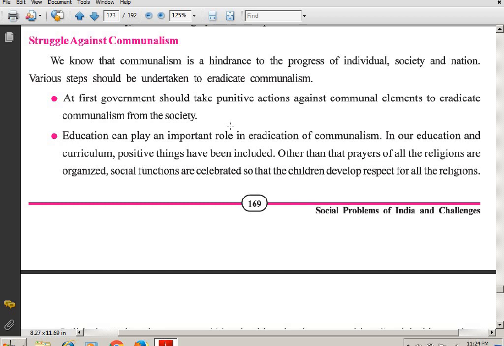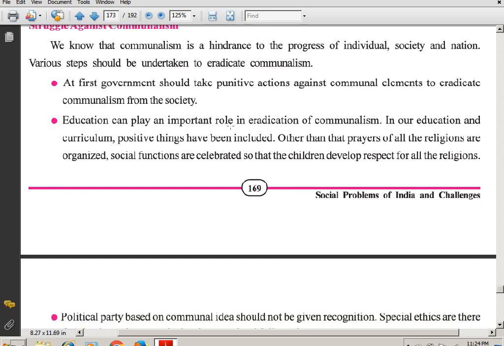What is a struggle? We know that communalism is a hindrance to the progress of the individual, society, and nation. Various steps should be undertaken to eradicate communalism. To remove this communalism, different steps, different measures can be taken, and they are what, students? This communalism is a 4-mark question. Therefore, you can be asked a question: just write about what measures can be taken to eradicate communalism.